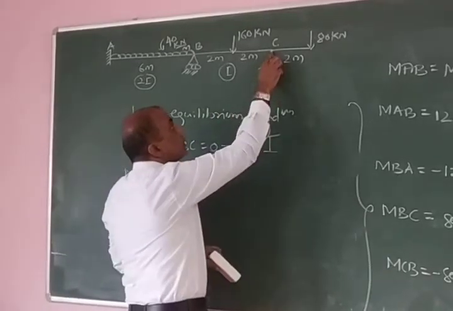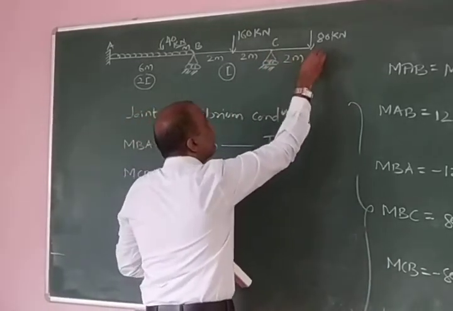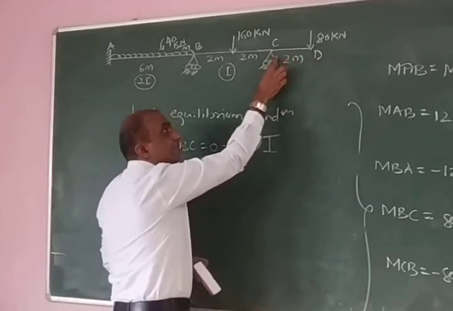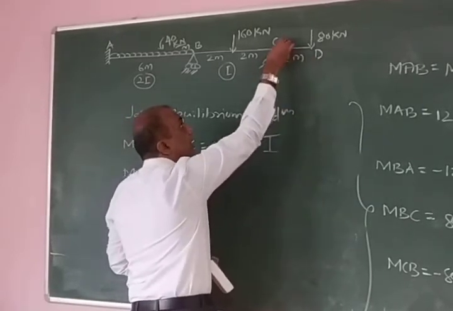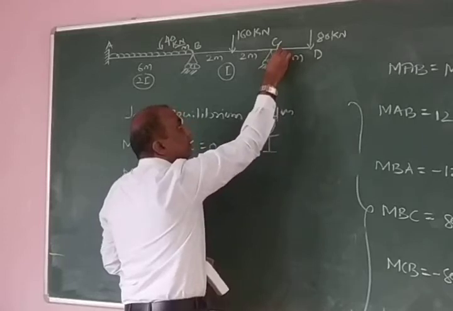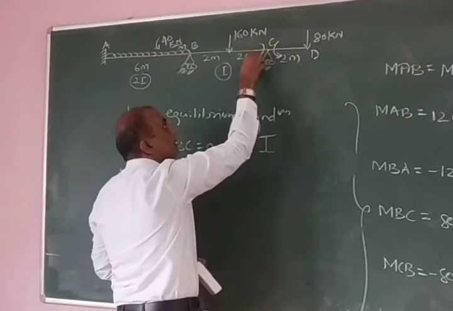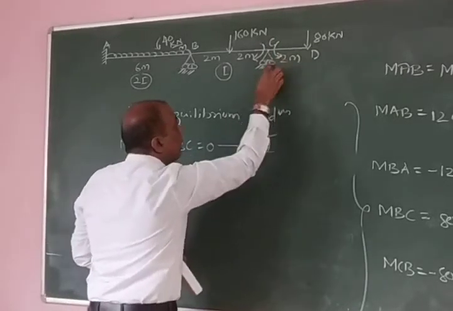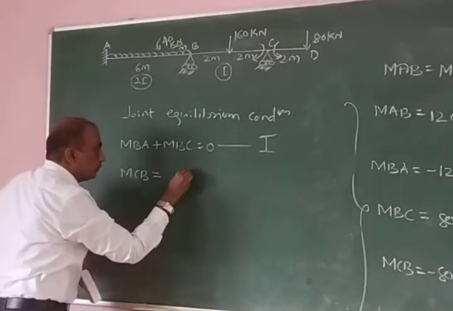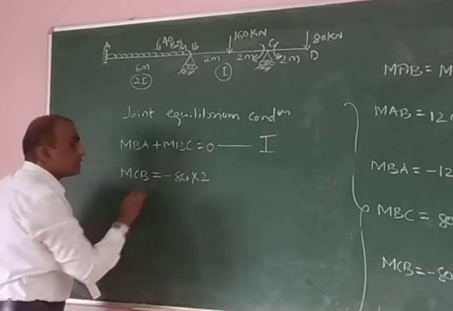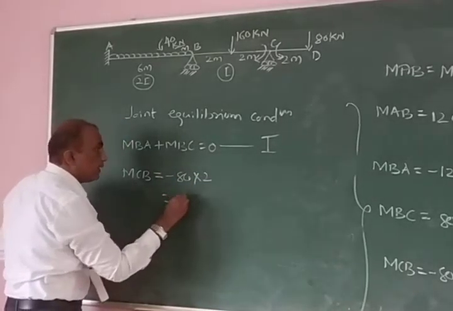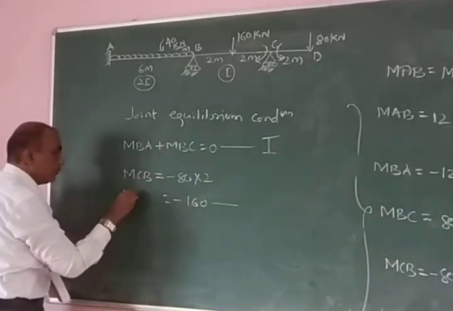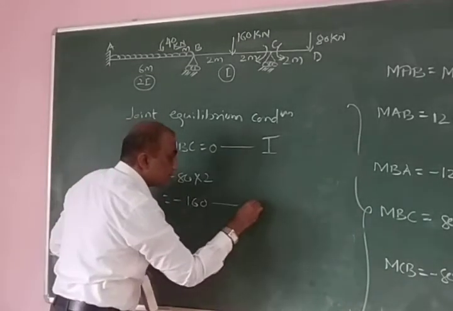It is equal to, so you can see, if you call this B, MCD is equal to 18 into 2, 160, and it is hogging. Hogging here is anti-clockwise, but for MCB it has to be clockwise. So MCB is clockwise, and the value should be equal to 18 into 2. It is minus, which is equal to minus 160. So this is MCB equal to minus 160.